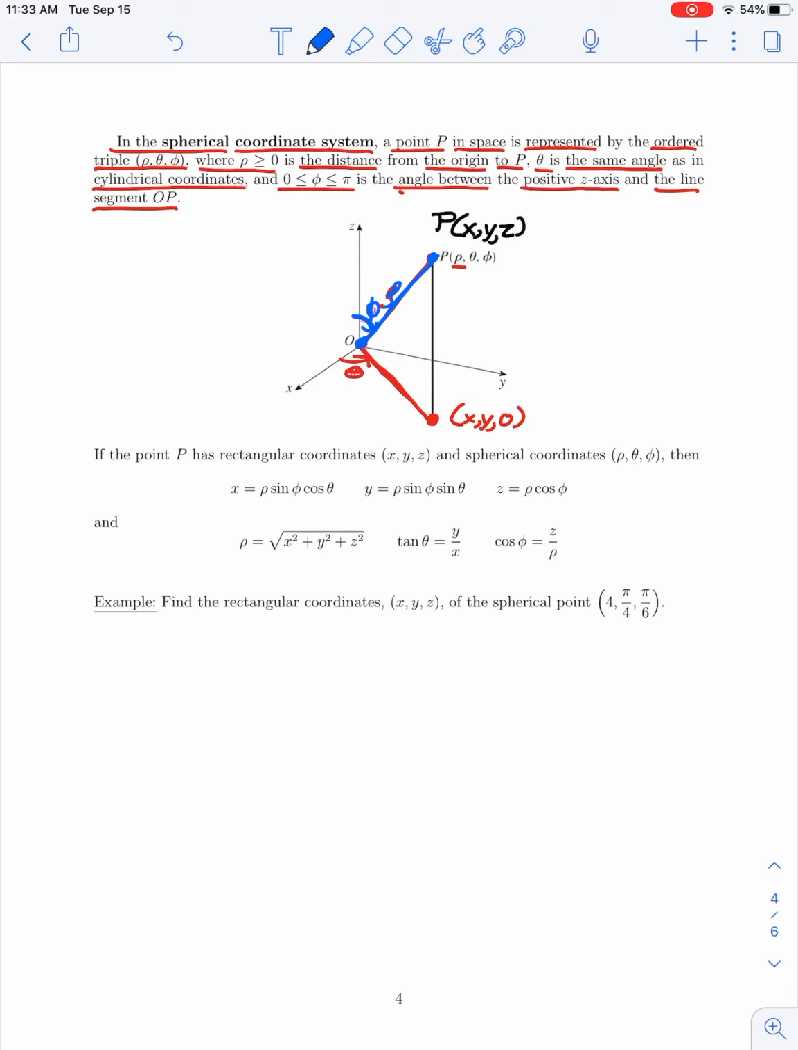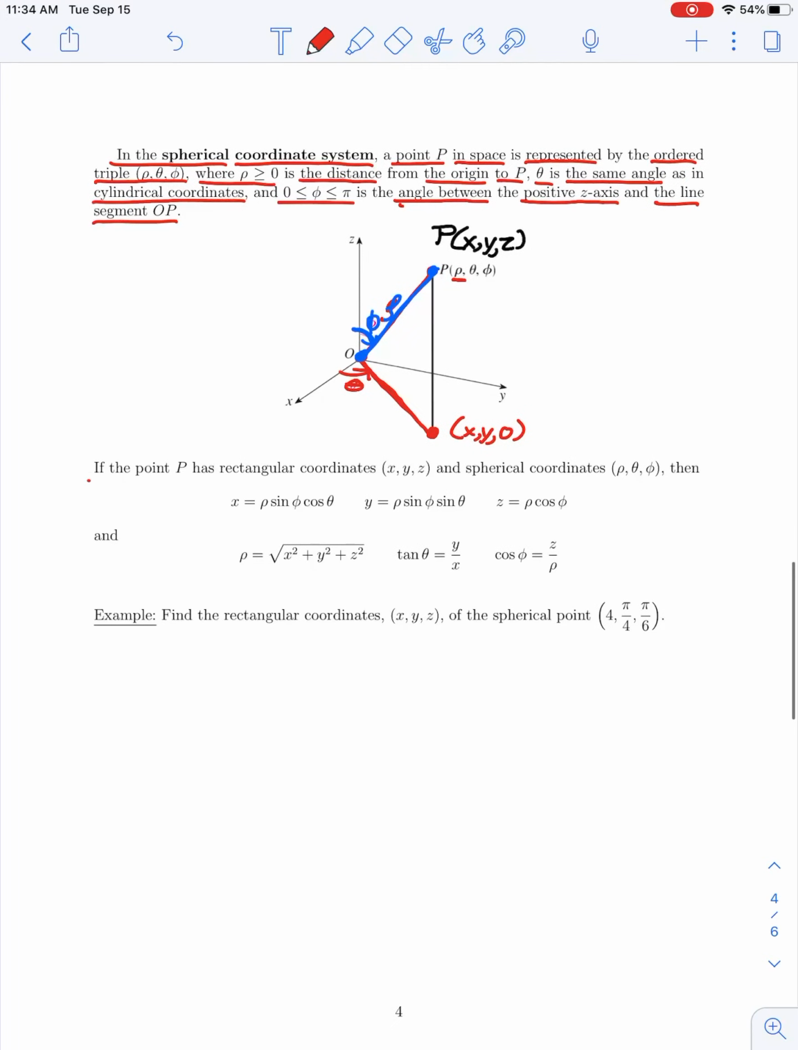And any point in space can be represented in terms of such an ordered triple. So again, if we have a point in space, it might be useful to express it either in terms of rectangular coordinates or spherical coordinates. So we need to come up with a way to convert from one system to the other. So here I'll say if we have a point P whose rectangular coordinates are x, y, z, and its spherical coordinates are rho, theta, phi, then we can define rho. So let me start with these conversion formulas from rectangular to spherical first.